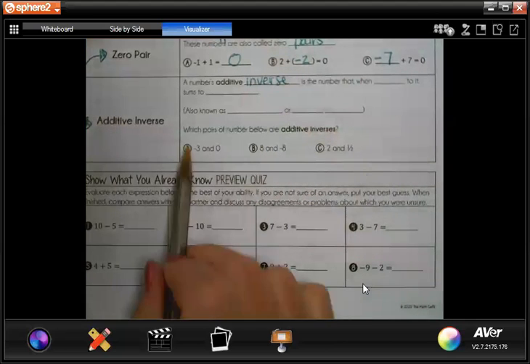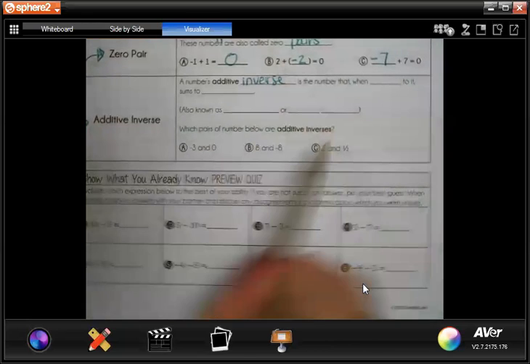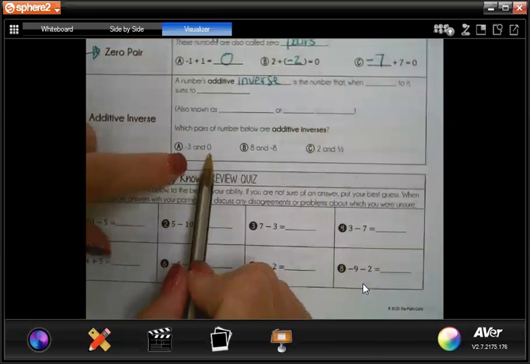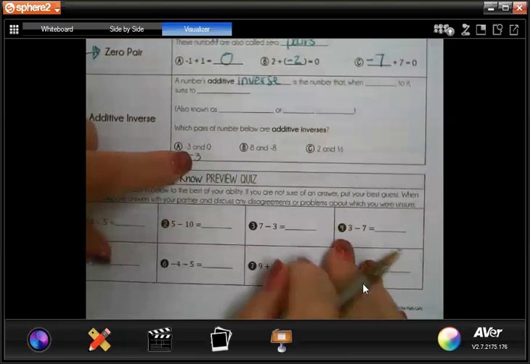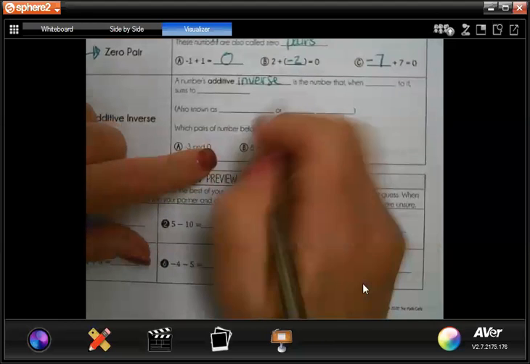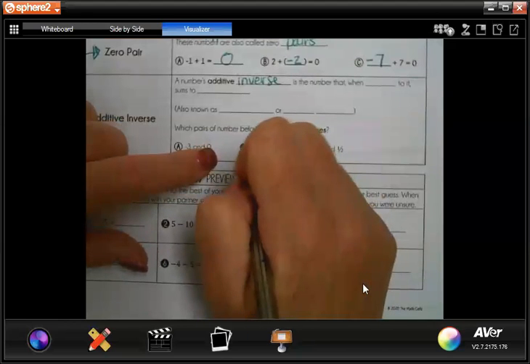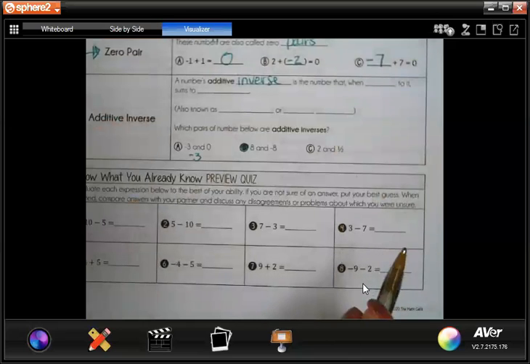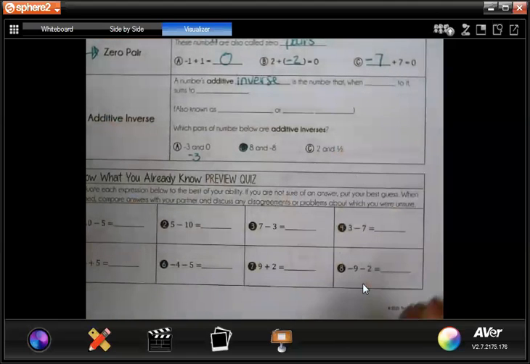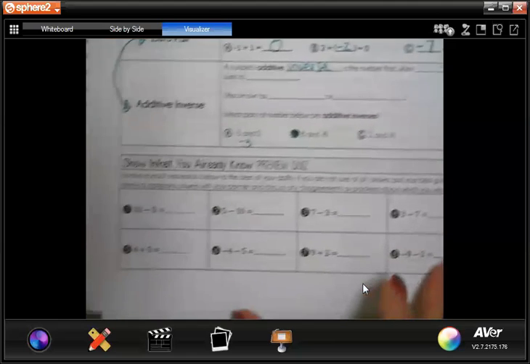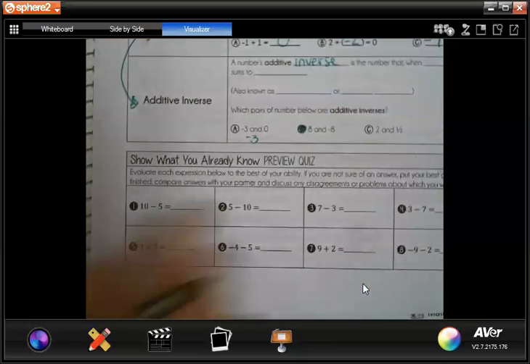So which pair of numbers are additive inverses? Well, -3 and 0. If I were to add those together, would it be 0? No, it would be -3. So those aren't additive inverses. 8 and -8. Yes, 8 and -8 are additive inverses because when I add them together, it adds up to 0. Okay, 2 and 1/2? No, because 2 and 1/2 is 2 and 1/2.